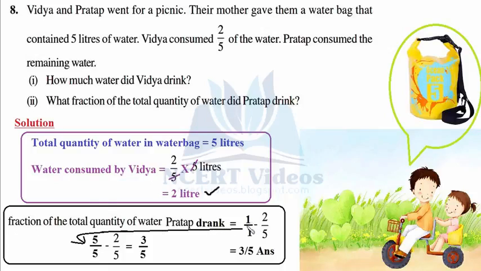So the concept is the total bottle means 1. So you have to subtract 2 by 5 from it because the whole bottle was 1 full. So 1 minus 2 by 5 and you have to make them like fractions in order to subtract. So multiplication with 5 in 1 gives you 5 over 5 minus 2 over 5. Now they are like, you can subtract, that is 3 over 5. The fraction that Pratap drank was 3 over 5. So this is your last question, question number 8.